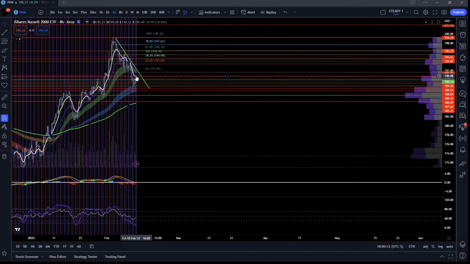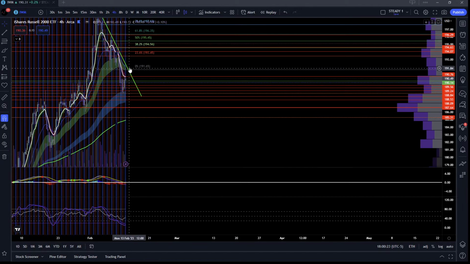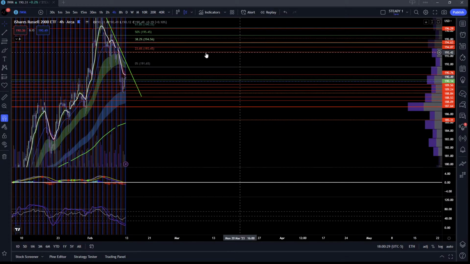I would want to watch for a retest of this trend line that I have drawn here, which looks to be good at the 191.65 area. And based off of that, if we break up there, I'm going to look for a breakout there for my next key areas that I have highlighted.